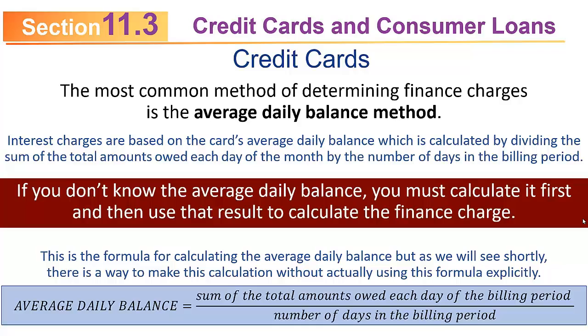This is the formula for calculating the average daily balance. But I'm going to show you that we really don't need to use this formula explicitly if you're willing to use something you already know how to do. The formula is really the sum of the total amounts owed each day of the billing period divided by the number of days in the billing period. But you really don't need that formula if you're willing to do it another way, which I'll show you shortly.